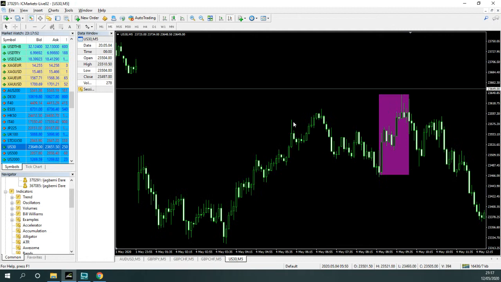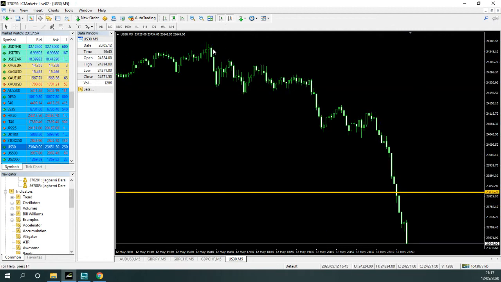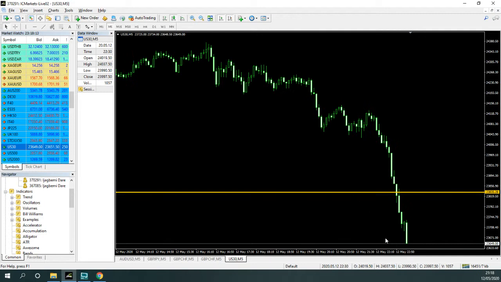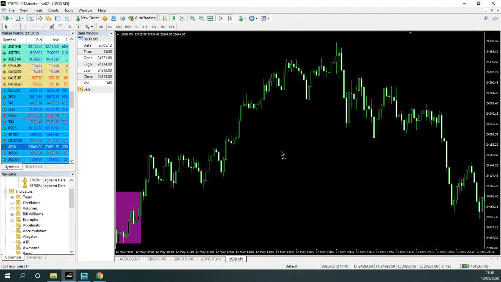This is the bad US 30. Oh, jeez, what's going on with US 30? Look at the way it's falling. The market is dropping like a pack of cards, like a stone. Jeez, look at that. It's still dropping as we speak.